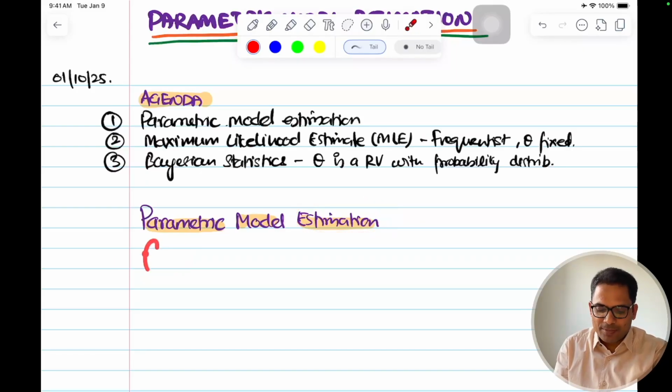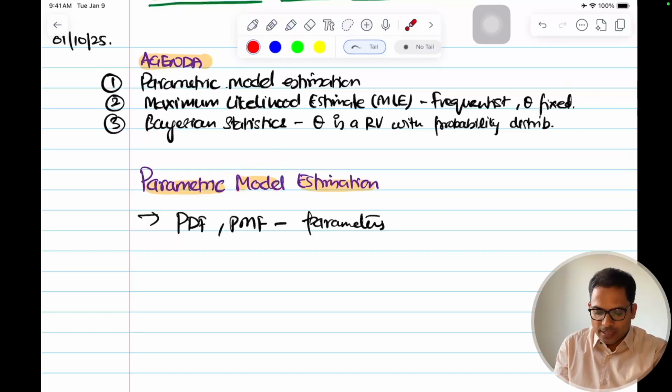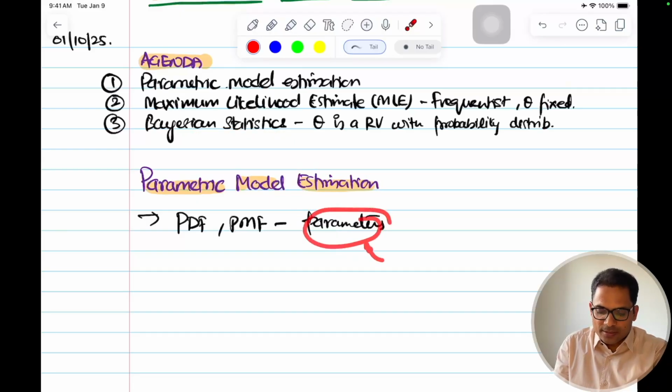So when we talk about parameters, what do we mean? Generally, as we have been discussing till now, we think of parameters for our PDFs, probability distribution functions, PDF, PMF. So there we have parameters, and then we have the model, and then we have estimates of the parameters. So parametric estimation means we have the parameters of a model, and we'll estimate those parameters. And the model is the ML model which is describing our data.